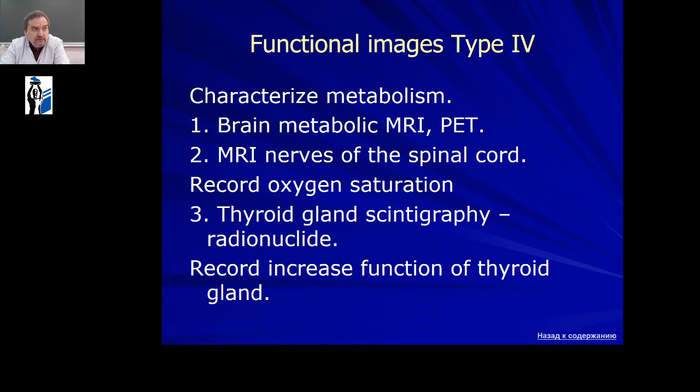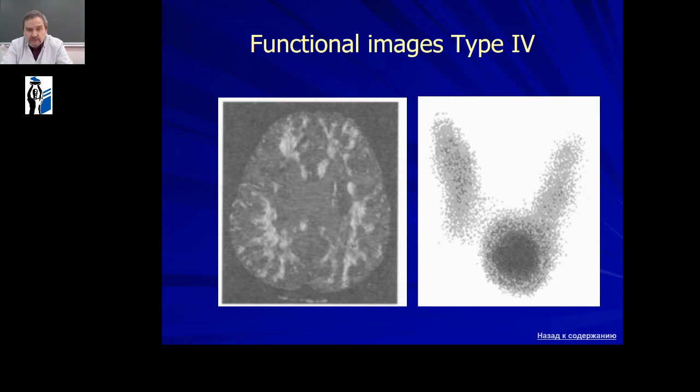And third example of functional images type 4 is radionuclide thyroid gland scintigraphy. Thyroid gland scintigraphy records increased function of thyroid gland. Look at this picture. On the left side, there is brain MRI, and on the right side is thyroid gland scintigraphy.